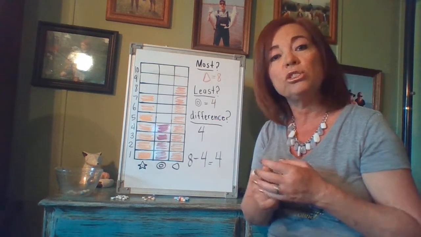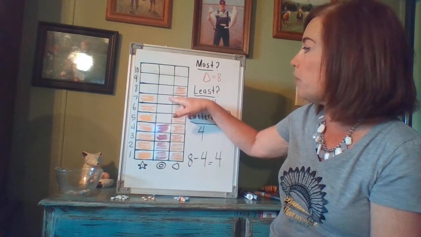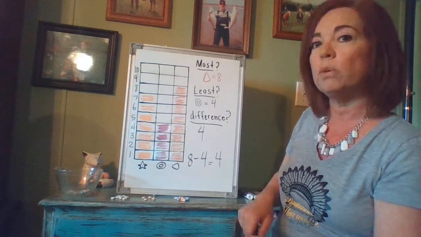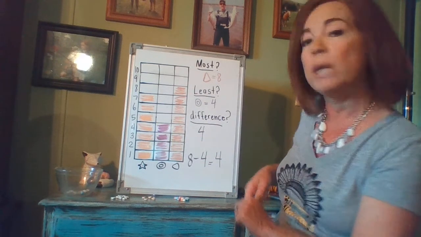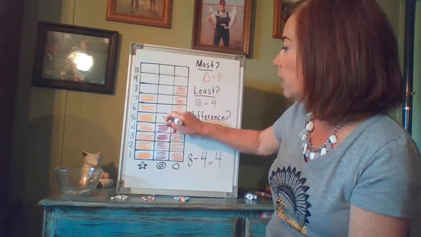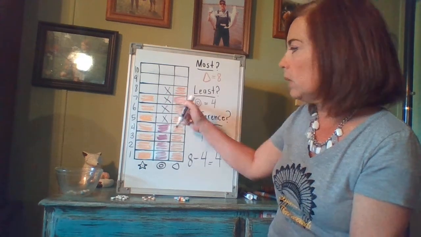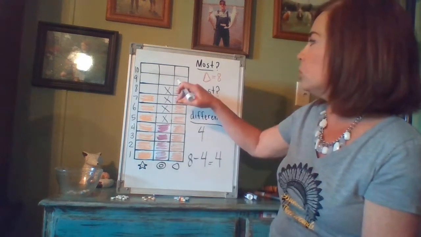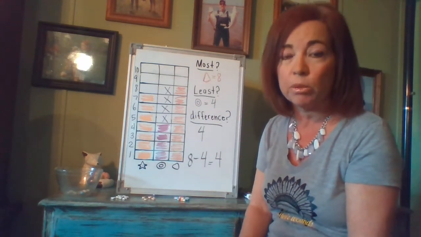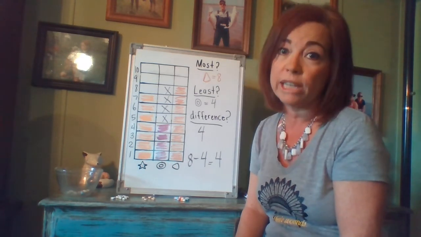But I can also find the difference by looking at the graph and seeing how many spaces are empty from the least to the one with the most. So let's put X's and count the ones that are empty. 1, 2, 3, 4. It took me 4 X's to get up to the one that had the most, up to 8. So 4 is correct. It's always good to double check your answer when you're doing an addition problem or a subtraction problem.